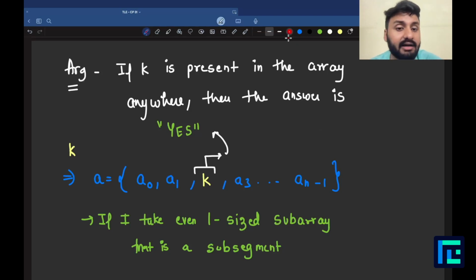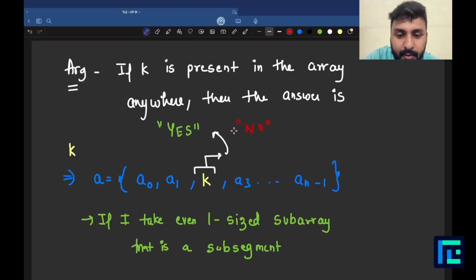If k occurs nowhere in the array, then your argument fails directly. Because if there is no presence of k, how will you take a subarray which has k in it? Initially, there was no k to begin with. So if k is not present anywhere in the array, then the answer becomes no. And if k is present anywhere in the array, then that k itself can be taken up as a segment, and it simply becomes my answer. So this is a very, very clever observation we had to make here, and it simply reduces the problem to a very small piece of code and a very small idea.